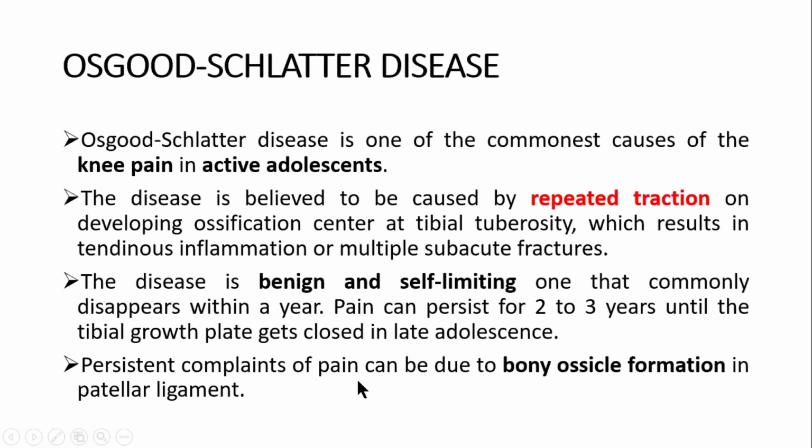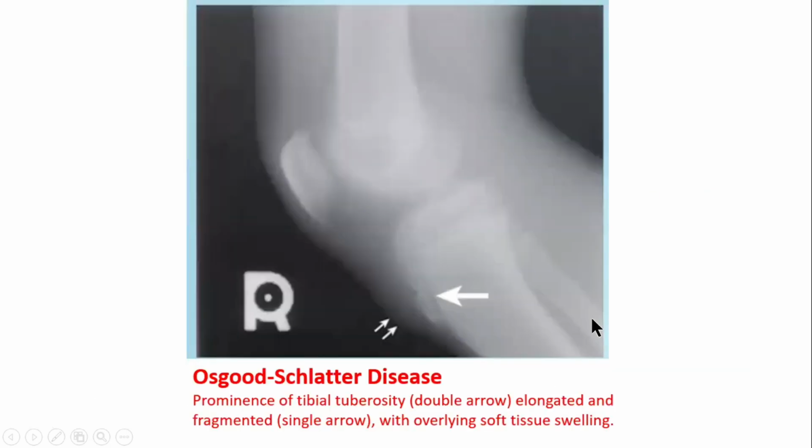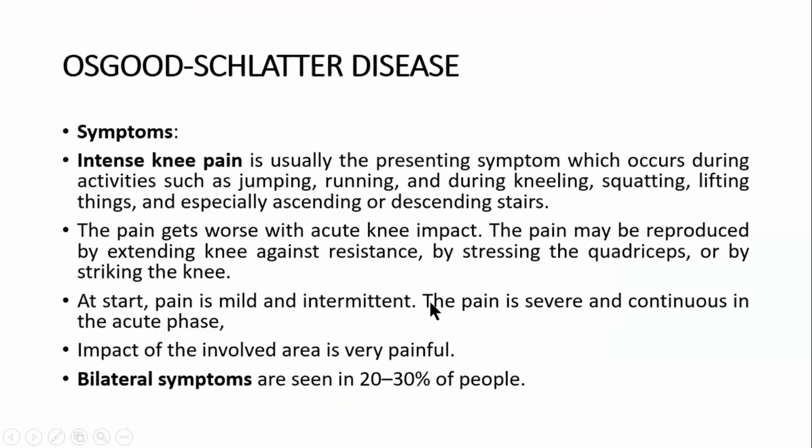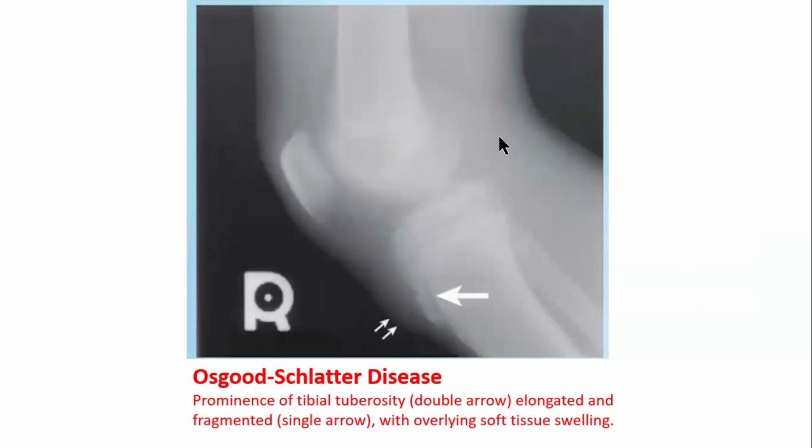Persistent complaints of pain can be due to bony ossicle formation in the patellar ligament, which I will show you with the picture. Here you can see Osgood-Schlatter disease on radiograph. These two small arrows and the big arrow show the prominence of the tibial tuberosity, which is elongated and fragmented, with overlying soft tissue swelling.